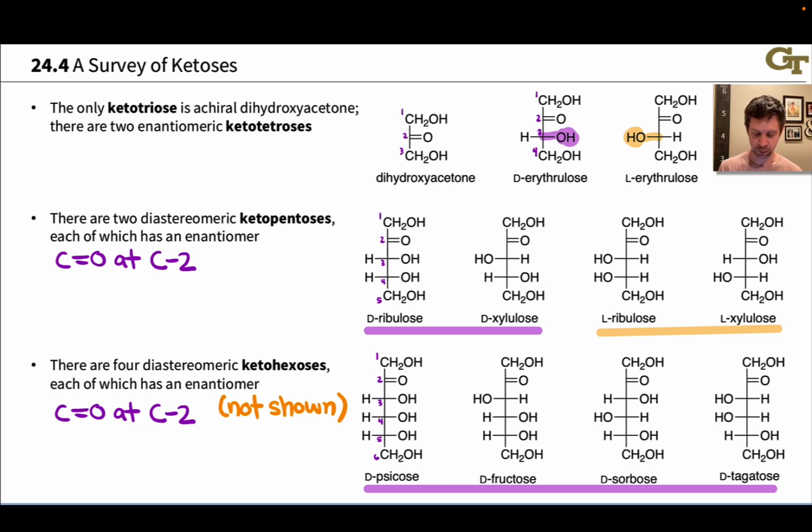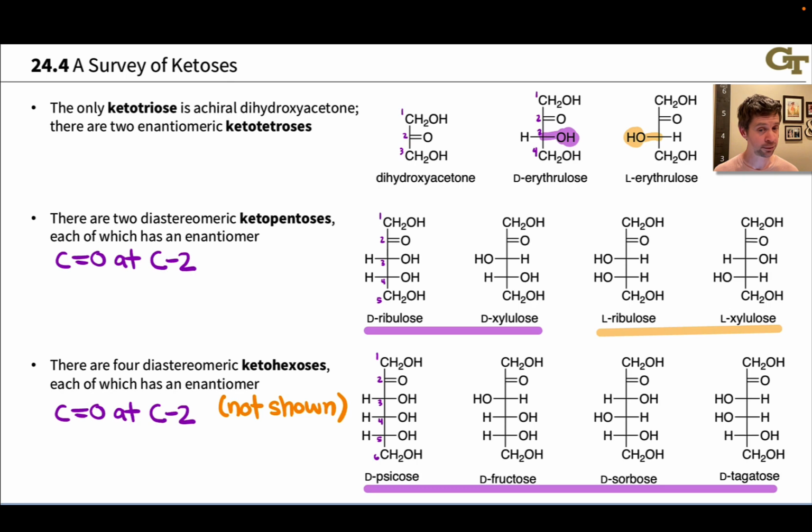If we add one more carbon, now we're at the ketotetroses, and there are 2 enantiomeric ketotetroses because there's only one stereocenter now in the ketotetrose structure. And so these can differ in configuration at that stereocenter, and we end up with D-erythrulose and L-erythrulose as the 2 possible ketotetroses. In the ketopentoses, well, now we have 2 stereocenters, 4 possible stereoisomers, 2 sets of diastereomeric pairs, D-ribulose and D-xylulose, and the corresponding L enantiomers of those here underlined in orange.